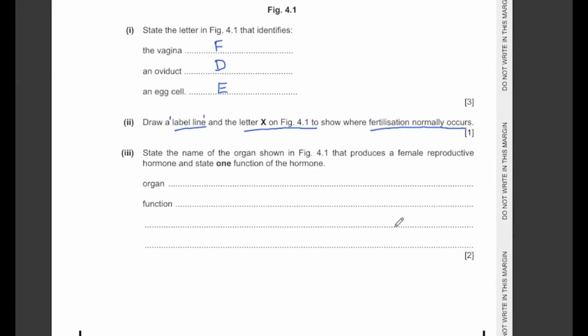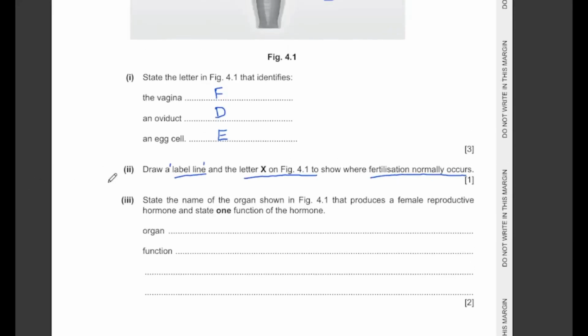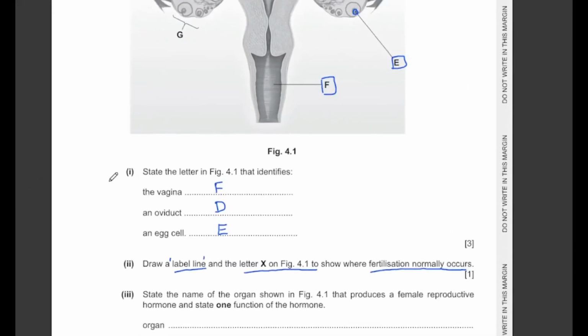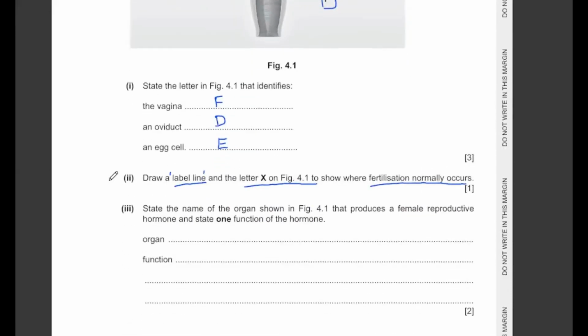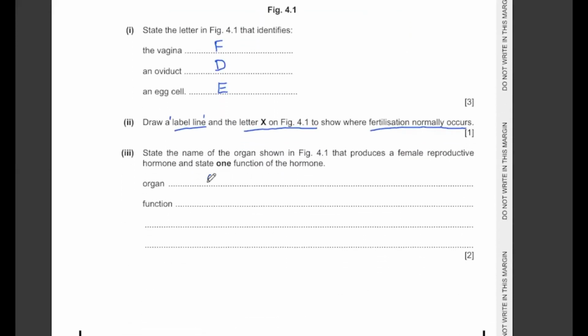State the name of the organ shown in figure 4.1 that produces a female reproductive hormone, and state one function of the hormone. The organ here is the ovary, which is producing the hormone. What is the hormone's function here?